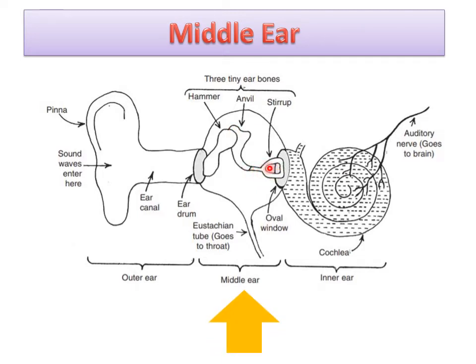Then coming to the stirrup, it is a small delicate bone which is touching the anvil at one point, and at the other point it is held to the oval window. The oval window is connected to the stirrup at one end and to the cochlea at the other end. This cochlea is part of the inner ear.